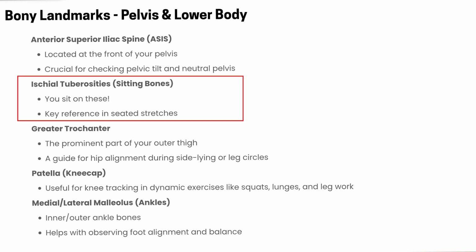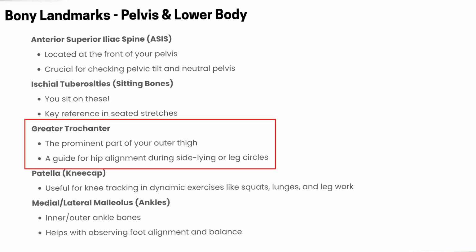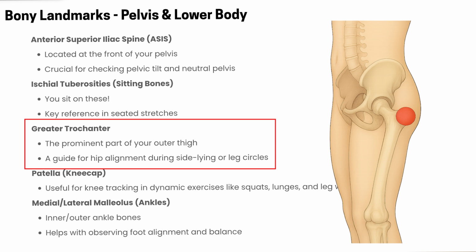Second point is ischial tuberosities, which is sitting bones. These are the points that we normally sit on, and this is a key reference in seated stretches. Next one is greater trochanter. This is the prominent part of your outer thigh. And this is a guide for hip alignment during sidelying or any leg circles.